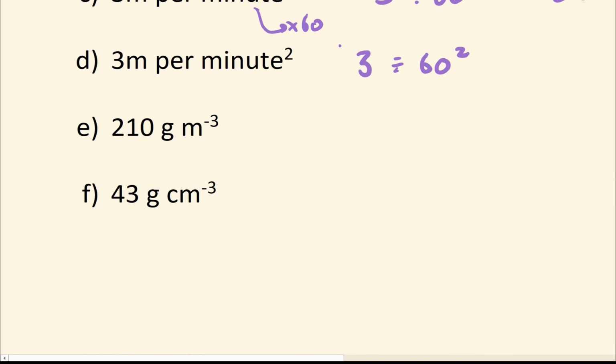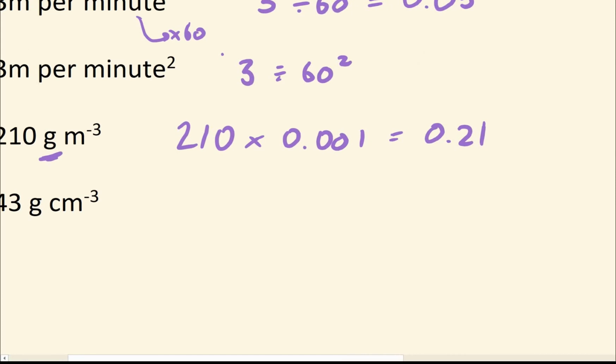Okay, so just do 2 more. So these are both densities. We want densities to be kilograms per meters cubed. So the only problem is the grams. To go from grams to kilograms, we times by 0.001. So you would do 210 times by 0.001, which gives you 0.21 kilograms per meter cubed.